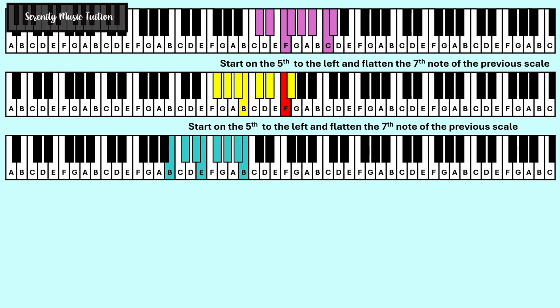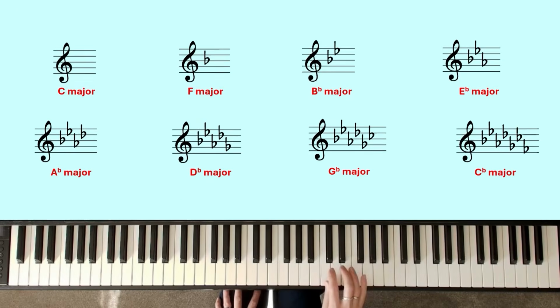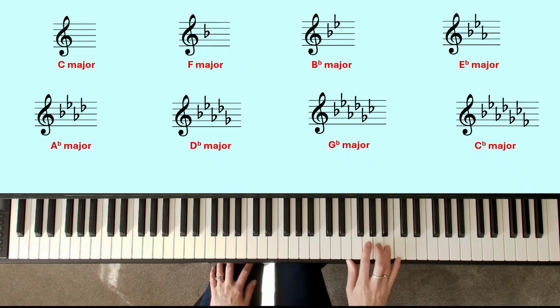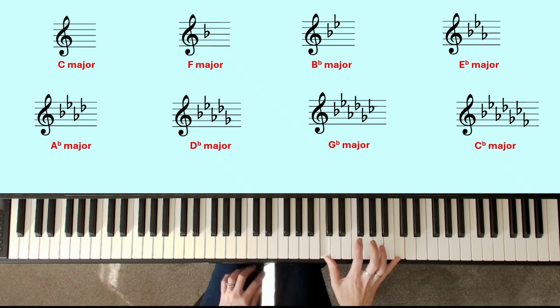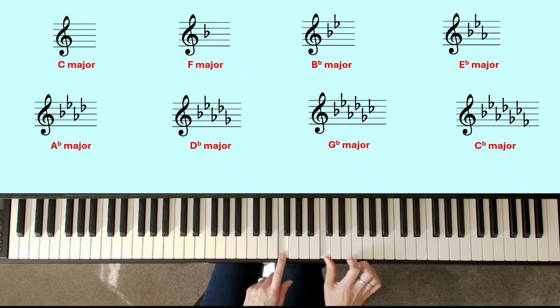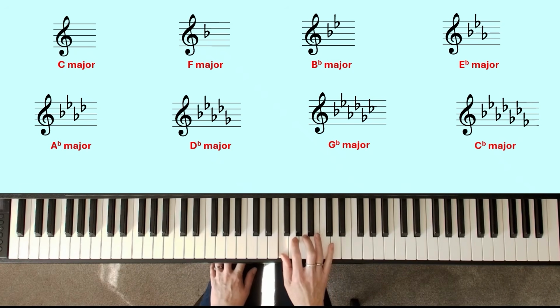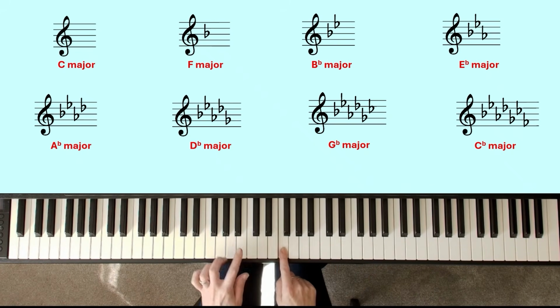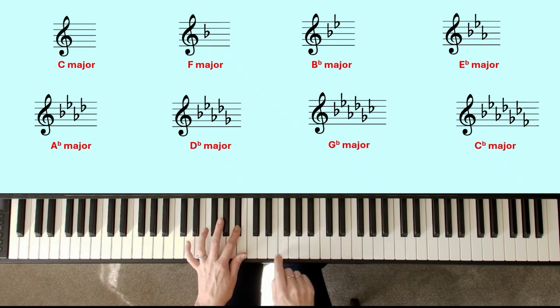Let's have a look at how these key relationships play out on the piano for the flat keys. The scale of C major. The scale of F major starting a perfect fifth lower than C major. The scale of B flat major starting a perfect fifth lower than F major.